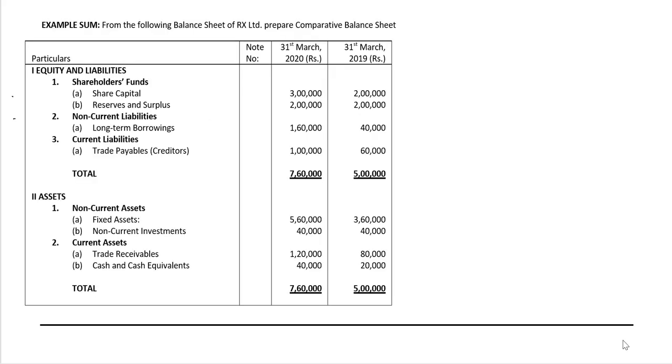So let's go to the example sum. Example sum. From the following balance sheet of RX Limited, prepare comparative balance sheet. The balance sheet of RX Limited is given to us. The balances for the beginning of the year, 31st March 2019 is given, as well as at the end of the current accounting period, 31st March 2020 is given, and we are asked to prepare the comparative balance sheet. So let's go ahead with the solution.